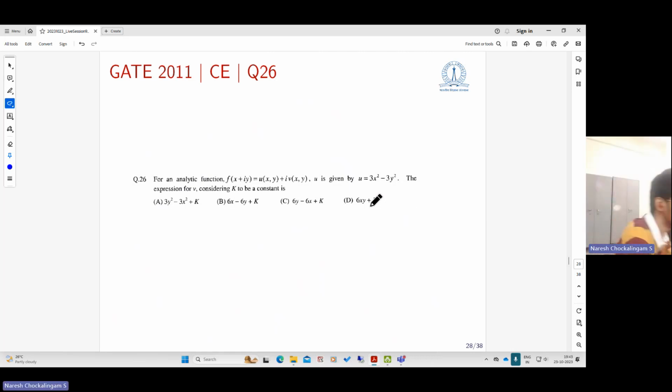Now let's go to the next problem. It's given for an analytic function f of x plus iy is equal to u of x comma y plus iv of x comma y, u is given by this. The expression for v, considering k to be a constant, is. So this is a problem in complex variables and also calculus.